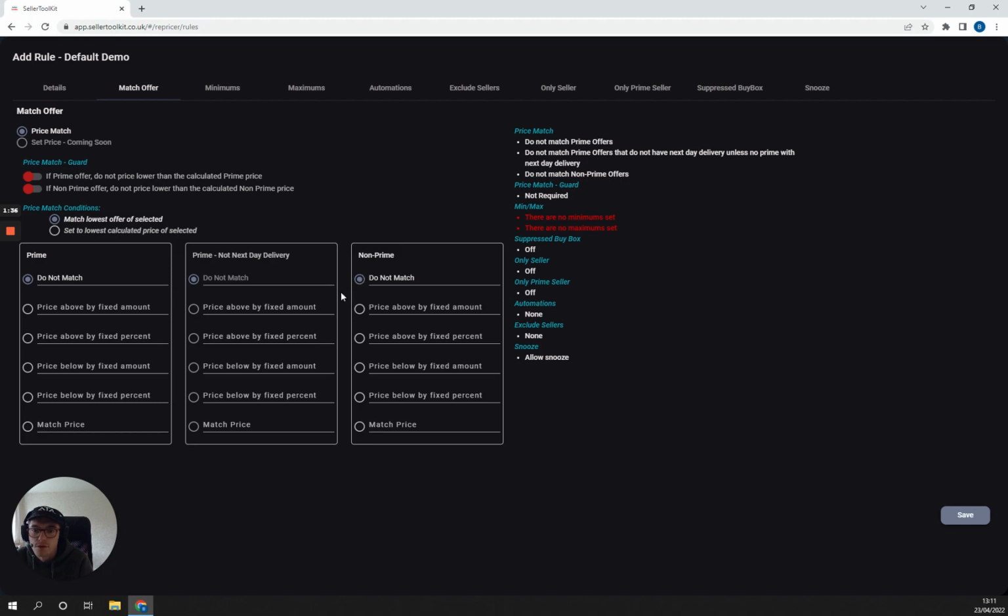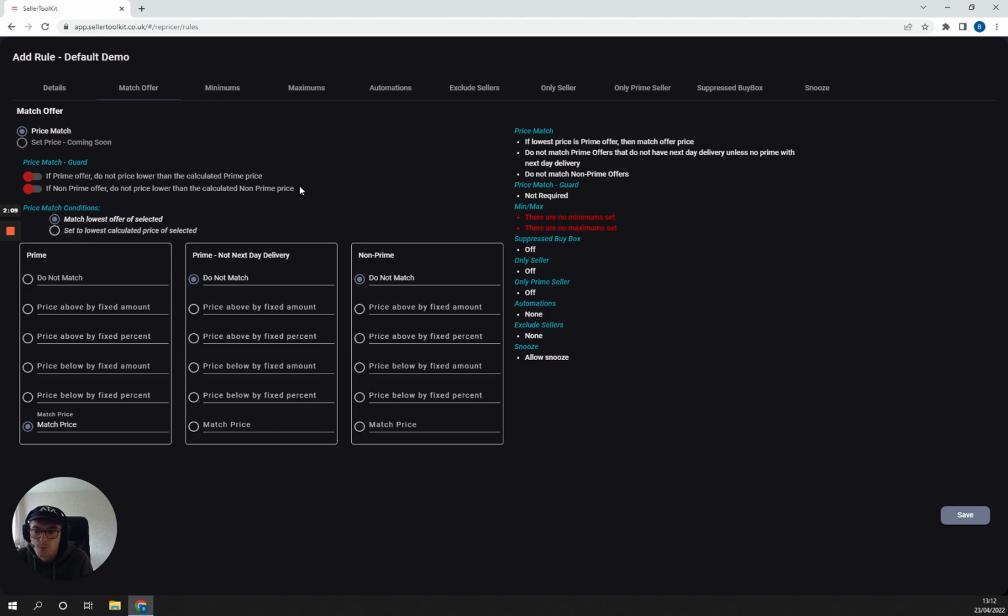So generally for your default rule, you just want to price match the prime price, because you're not interested in prime not next day delivery, because they're not going to get the buy box, and likewise with FBM if there's FBA sellers around a similar price. So for your default rule, all you want to do is match prime price, and then you've got these extra bits here. So price match guard is if you're setting rules for all these different scenarios, but as we're just doing prime, we don't need to worry about those. So yeah, we can move on to the next.